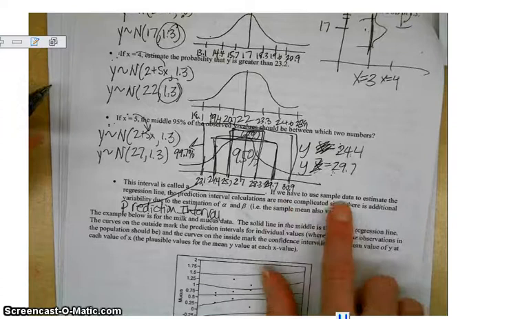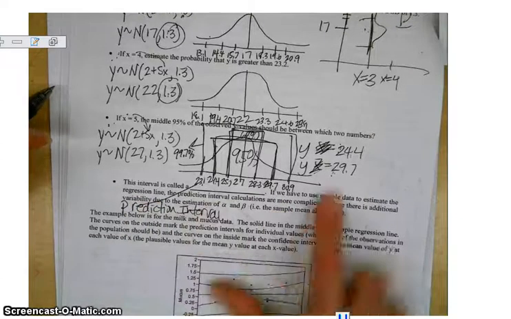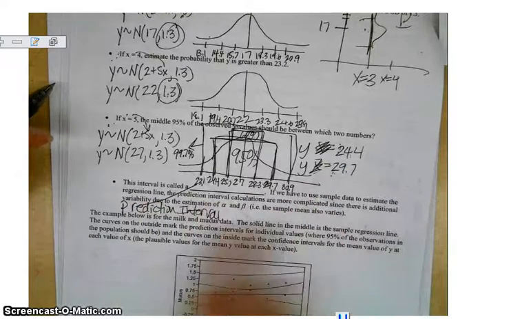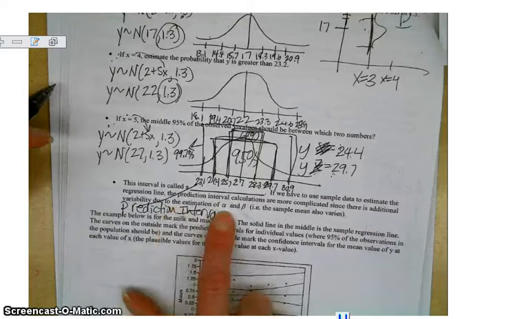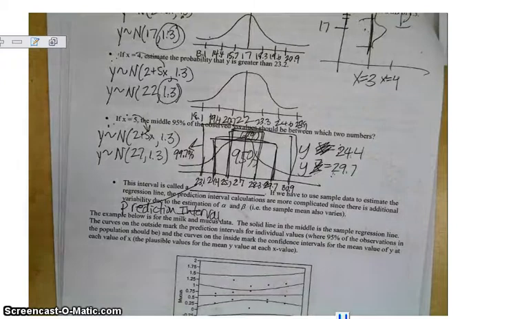If we were to use sample data to estimate the regression line, the prediction interval calculations are more complicated since there is additional variability due to the estimation. So you'd be happy to know you'll never have to calculate a prediction interval. Okay, but you need to know what it is. A prediction interval is the range for predicted y values based on one x value.